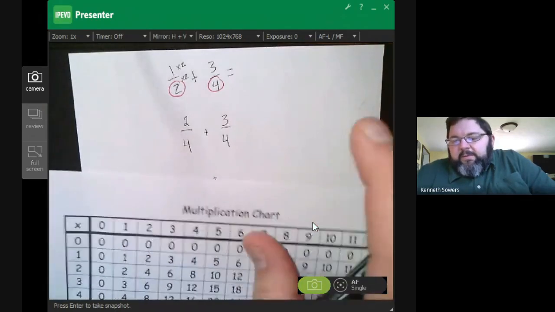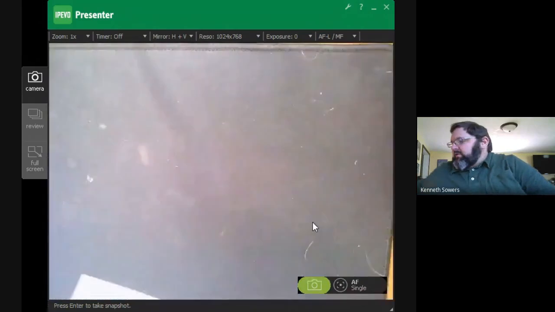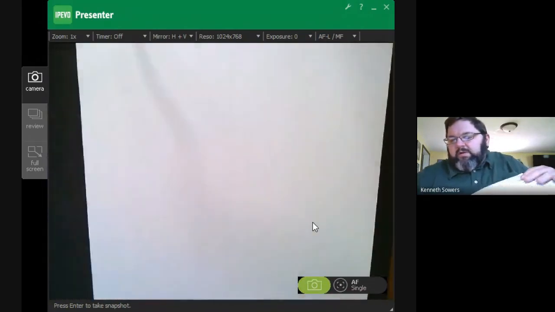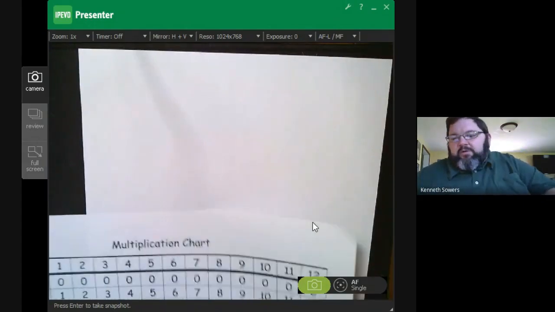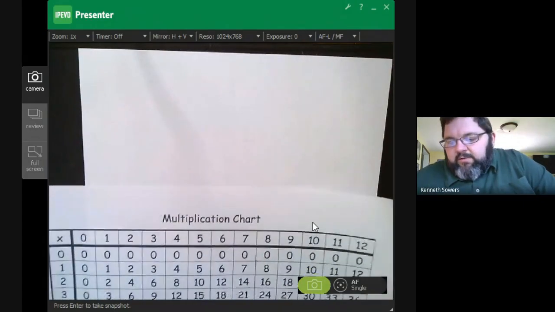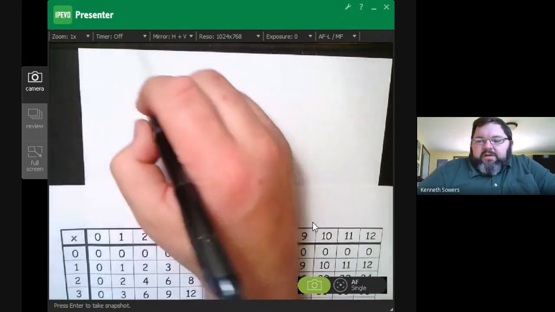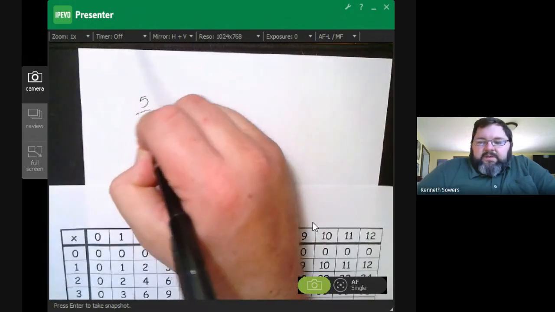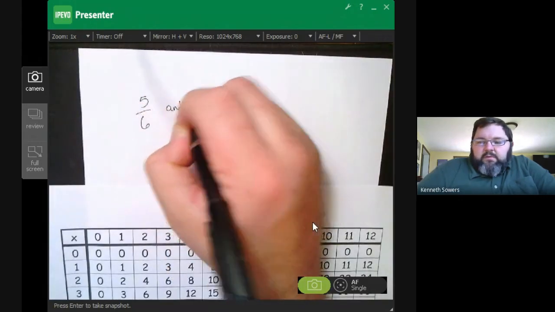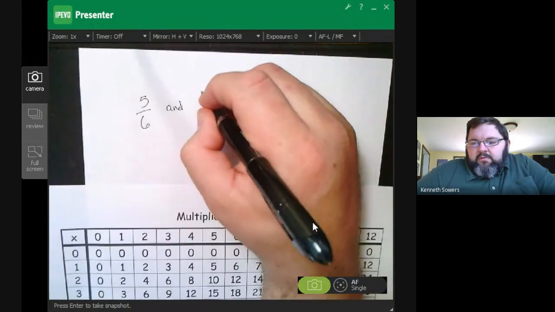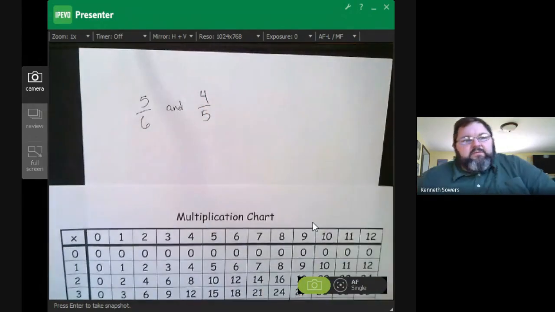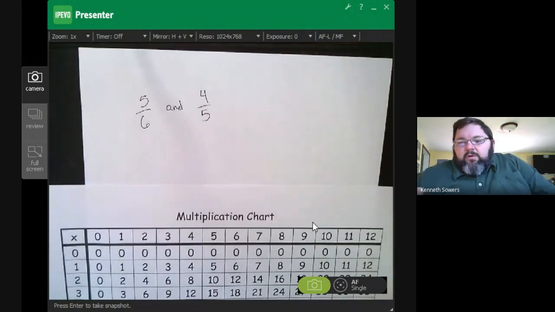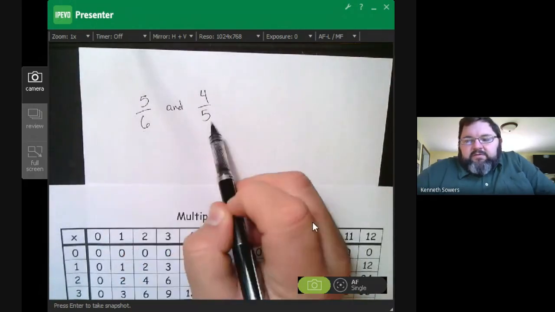So I'm going to pick a couple more numbers here that we can use to find a common denominator. And we'll give you a moment to find a common denominator with a couple of your examples. So for example, let's say we have 5/6 and 4/5. How would we find the common denominator? Again, we're only looking at the bottom number, the 6 and the 5.